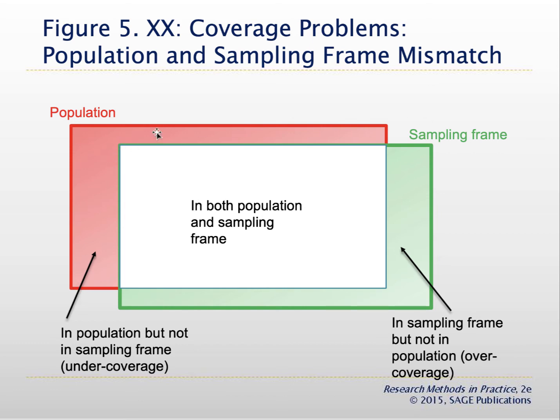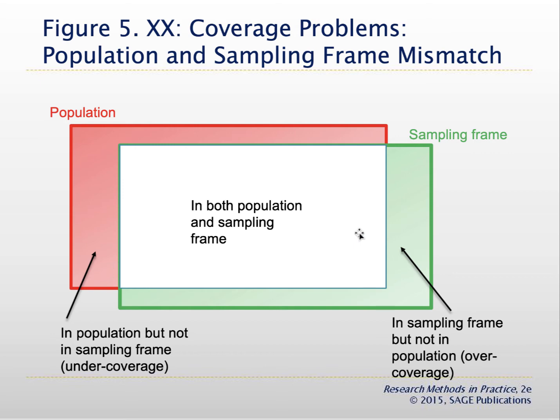This place, in the population but not in the sampling frame, is like all the people who vote mail-in or absentee and or who vote early. They're not leaving the polling places on election day. In that example, we don't have a problem of people who are in the sampling frame but not in the population. But think about a lot of telephone surveys.